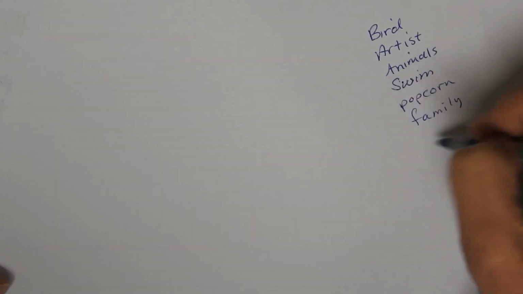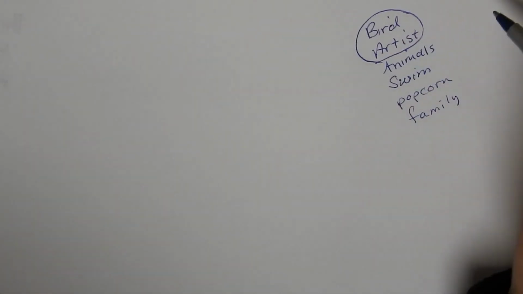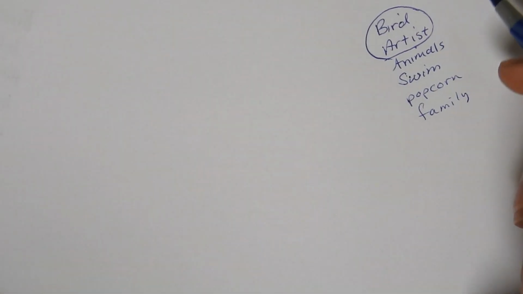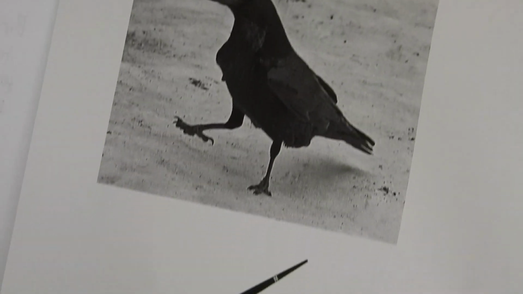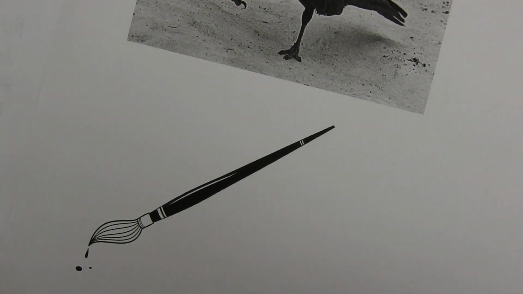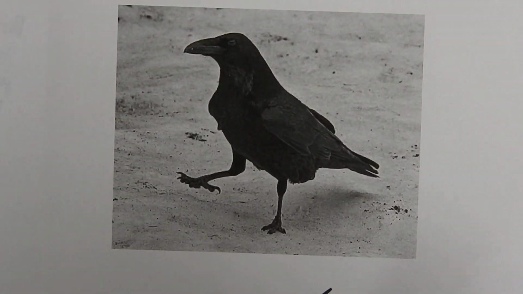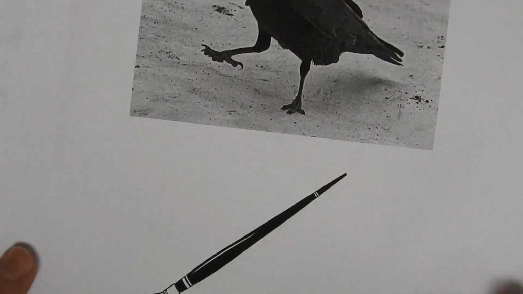So you can start to brainstorm ideas that represent who you are. I kind of like these two, bird and artist. So then you can get some picture resources. So go on the internet and get some pictures. So I went and I got some images. There's a bird and a paintbrush. And what I'd like to do to create my symbol is combine these two images, the bird and the paintbrush.